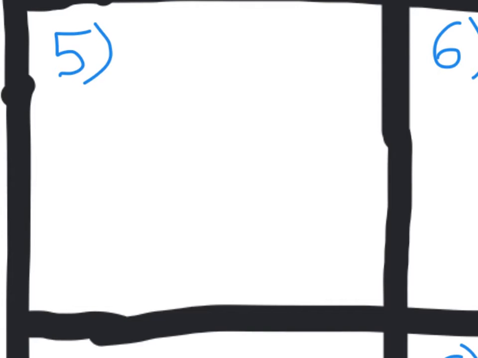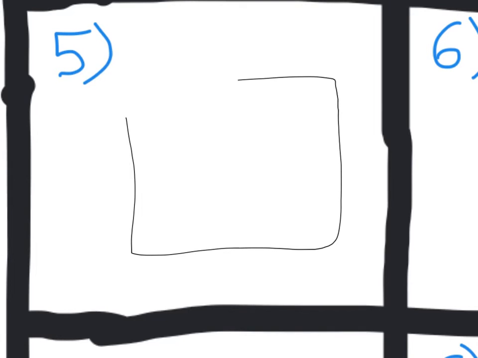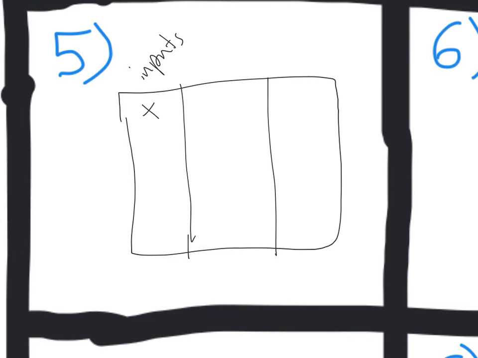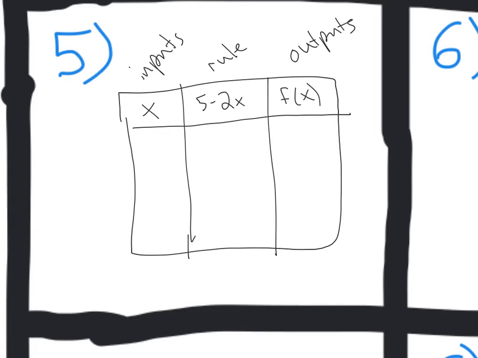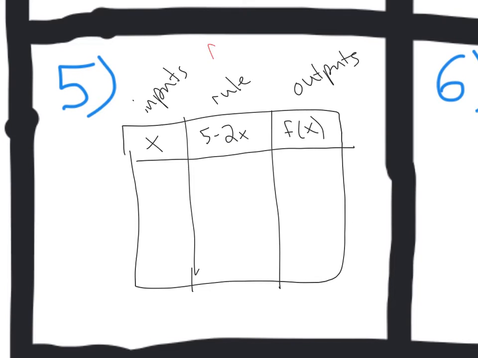Here we have, choose 4 values for x to make a function table for each function, then state the domain and range of the function. Okay, so let me make that table really quick. And we've got x here. This is going to be our input. And f of x is going to be our output. And then our rule for number 5 is 5 minus 2x. This is our rule. And written succinctly up here, they tell you it's f of x equals 5 minus 2x.